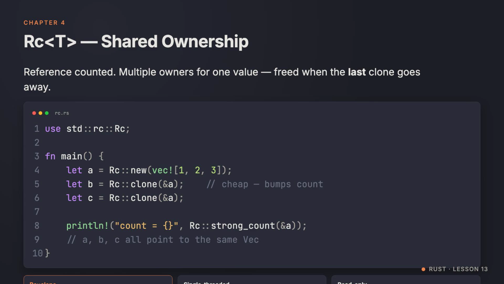In the example, we create an Rc holding a Vec and then create 2 more handles with Rc::clone. Strong count shows how many owners exist. This is cheap and clean, but Rc is single-threaded by design. If you need shared ownership across threads, you'll use its thread-safe cousin Arc, which we'll meet in the concurrency lesson. Rc by itself also doesn't give you mutation through the shared handle. For that, we need one more piece.